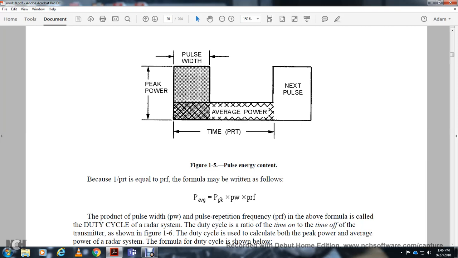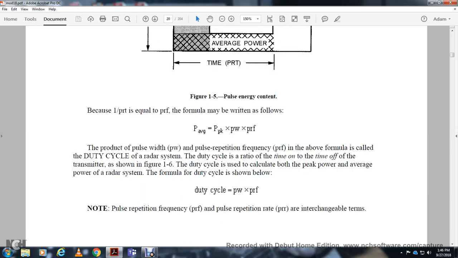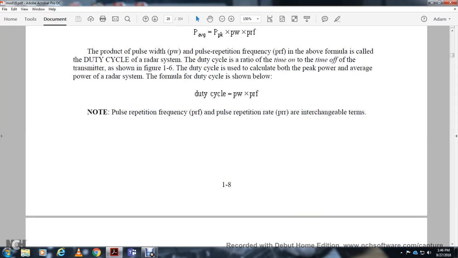The product of the pulse width and the pulse repetition frequency in the above formula is called the duty cycle of the radar system. The duty cycle is the ratio of the time on to the time off of the transmitter, shown in figure 1-6. Duty cycle is used to calculate both the peak power and average power of the radar system. The formula is shown below: the duty cycle is equal to the pulse width times the pulse repetition frequency. Pulse repetition frequency and pulse repetition rate are interchangeable terms.